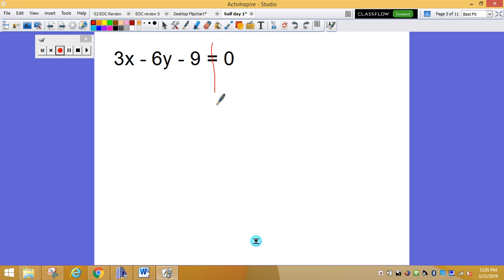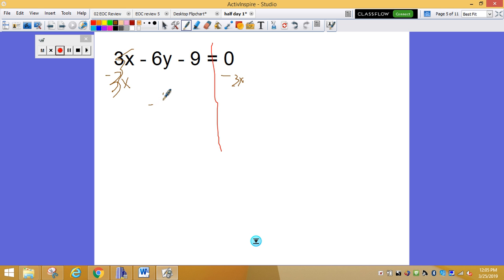Pause it, write this one down. All right, here we got some options. Again, because I'm trying to get y by itself, I can move the 3x or the 9. A lot of you get in the habit of just moving 3x first, and that's fine. So I'm going to move my 3x by subtracting it.